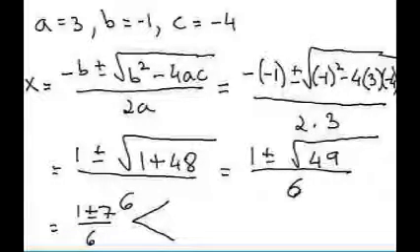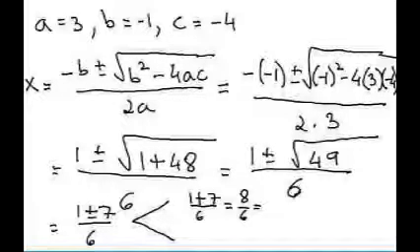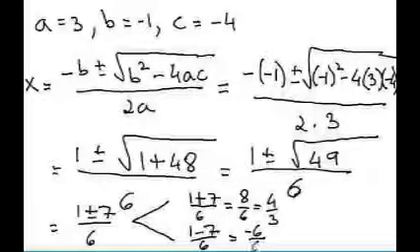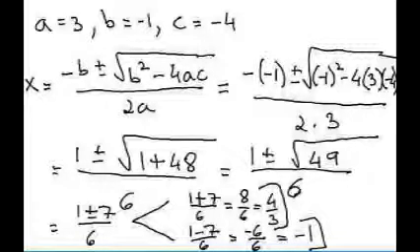On this I made a mistake. Alright, so let's see. 1 plus 7 divided by 6 is the first solution. So I end up with an 8 over 6. And after I simplify, I end up with a 4 over 3. Then the second number is 1 minus 7 over 6, which is just a negative 6 over 6, which is going to be a negative 1. So my final answers are 4/3 and minus 1.